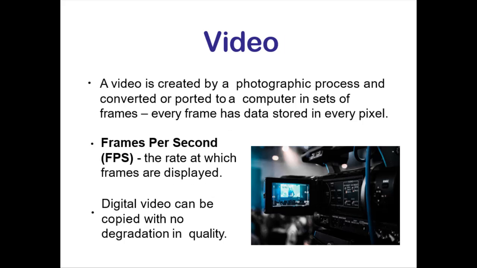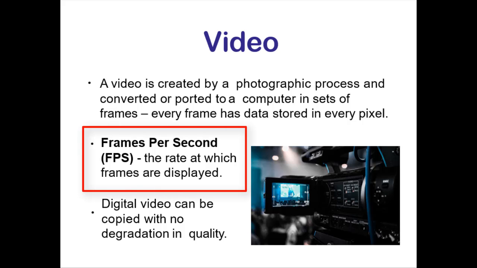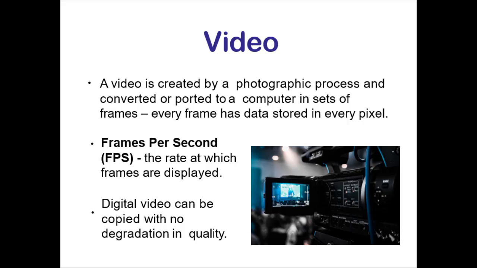Video also has motion, but rather than being computer generated, it's a photographic process that captures real life scenes into sets of frames. Each frame is a still image that has data stored in every pixel. The rate of how many frames get played every second is called frames per second, or FPS. A normal FPS is 30 frames per second.